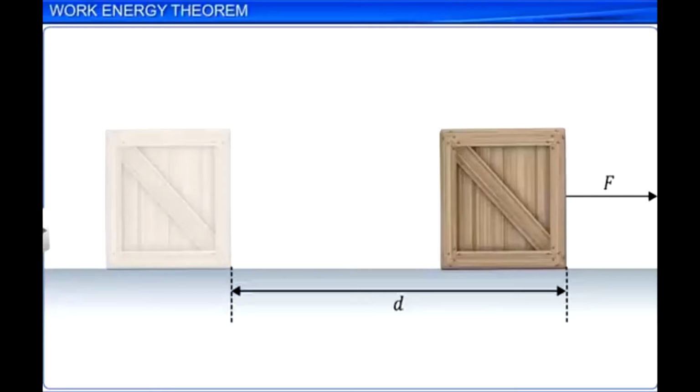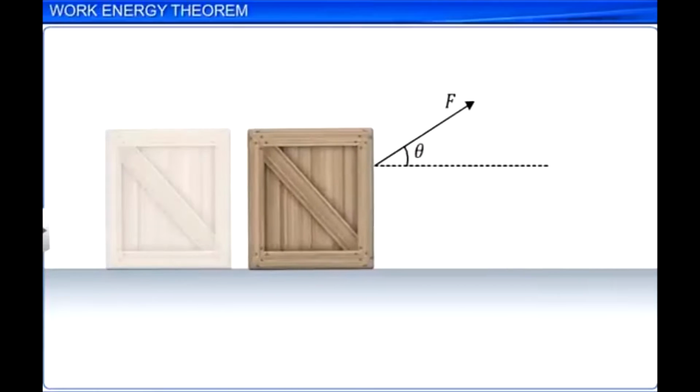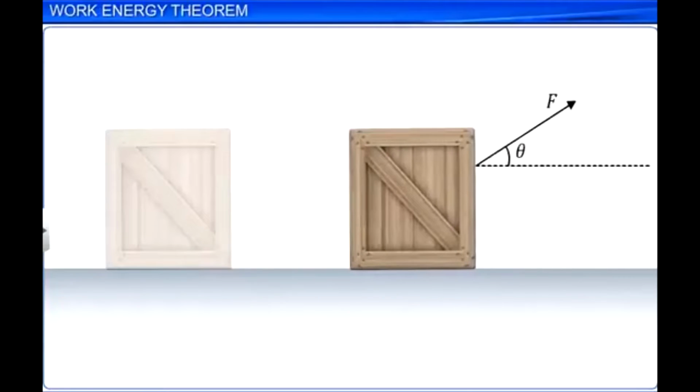Let's consider a second case, where the direction of the force is not along the direction of the motion of the block. Here, the force makes an acute angle theta with the horizontal. In this case, too, we observe that the block moves in the horizontal direction only. Here, the total amount of force is not being utilized to move the block.